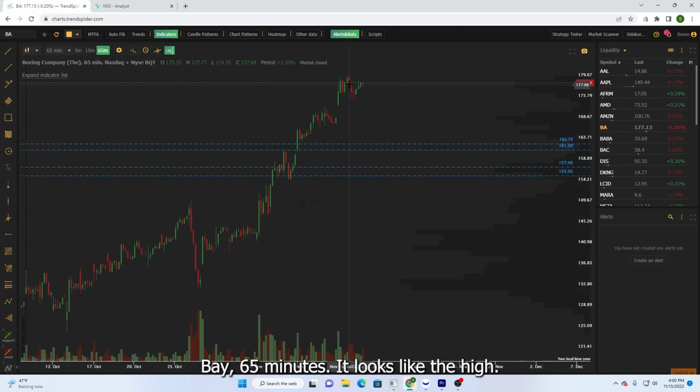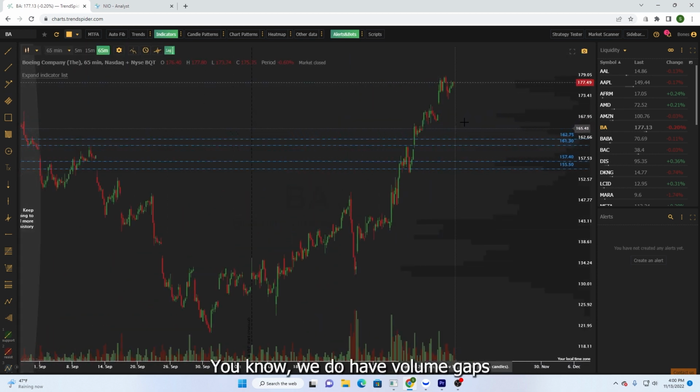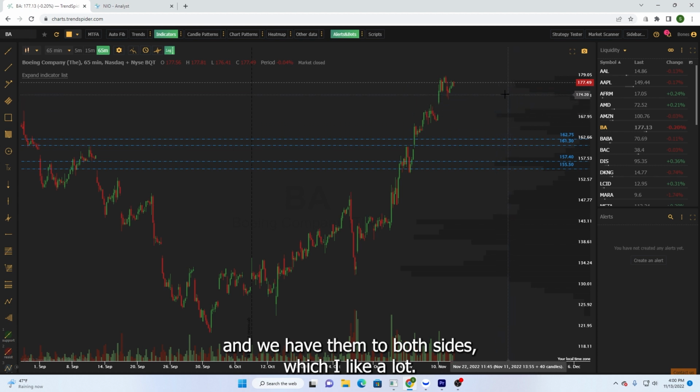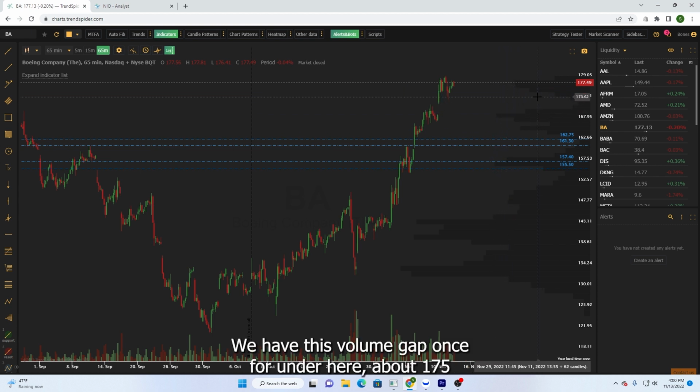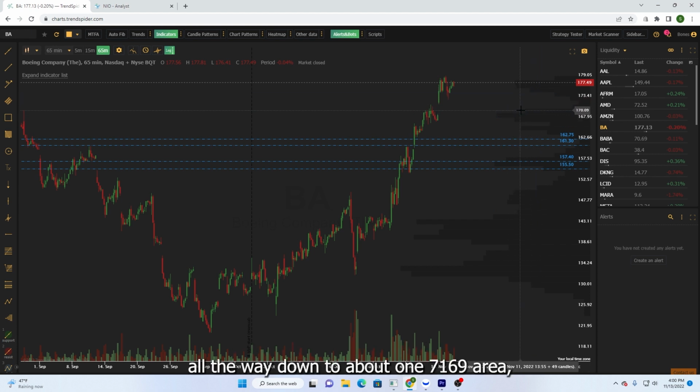BA 65 minutes, so it looks like the high of the day. We do have volume gaps, and we have them to both sides, which I like a lot. We have this volume gap once we're under here about 175, all the way down to about 170, 169 area.